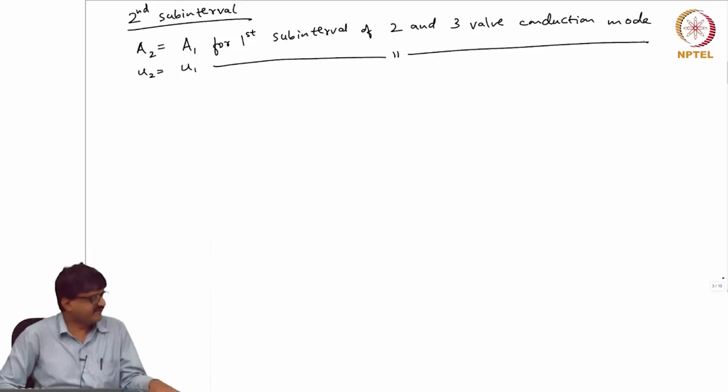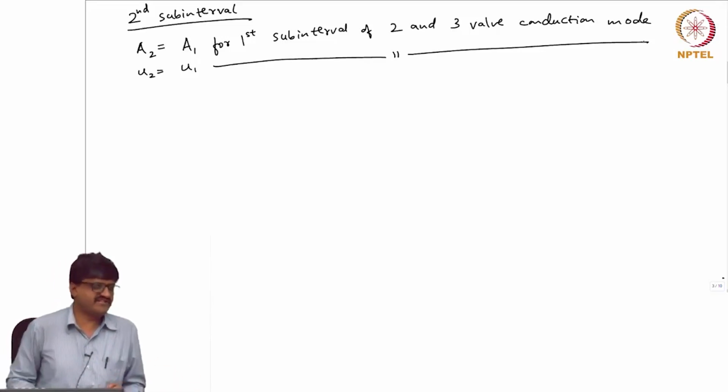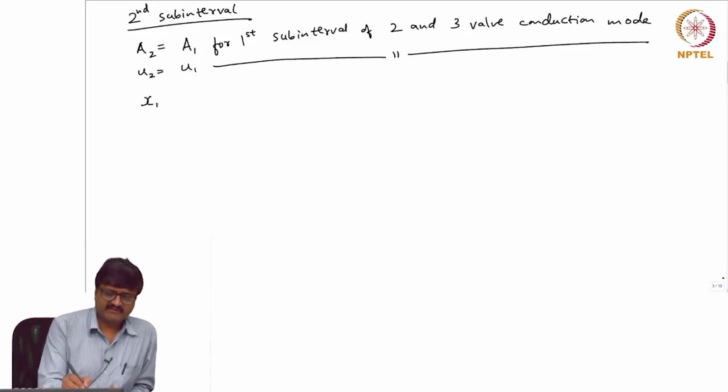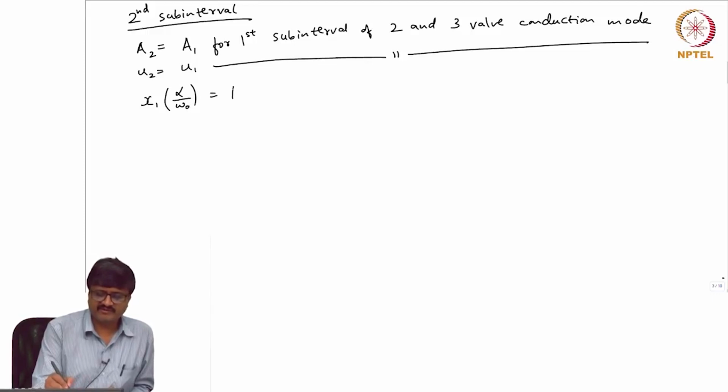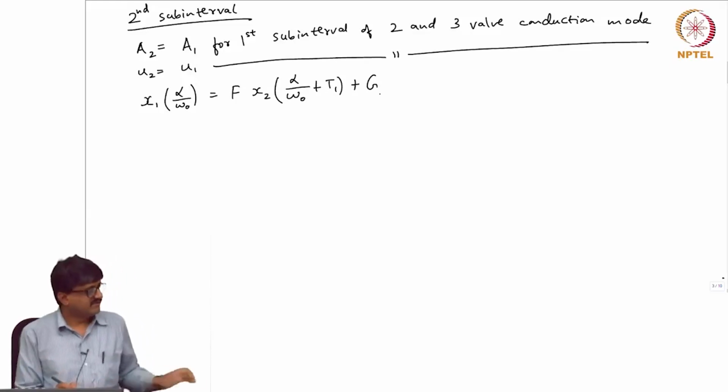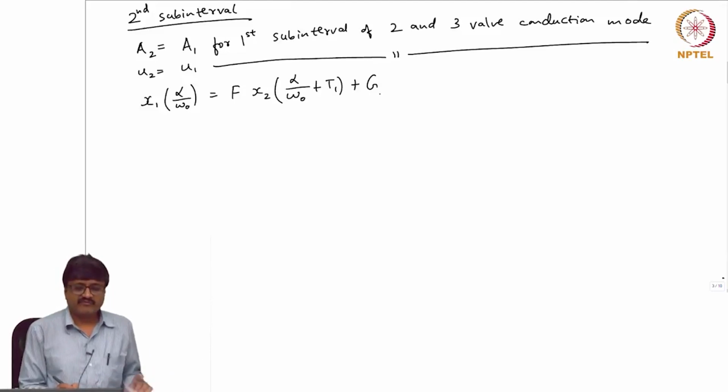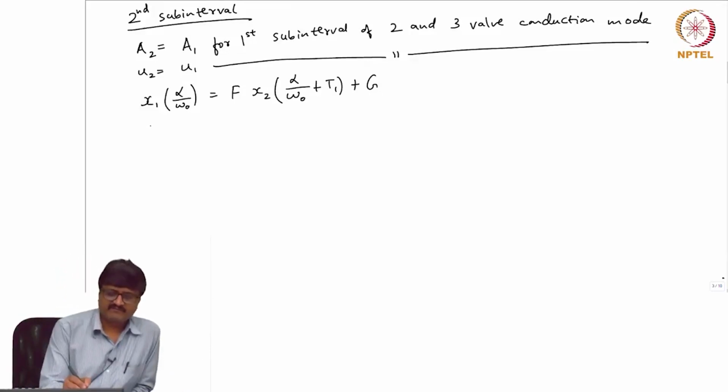So, the only things that remain are finding F and G. If I go by the general equation, x1 at alpha by omega O is equal to F into x2 at alpha by omega O plus T1, plus G. So, now we have x1. What is x1 at alpha by omega O?